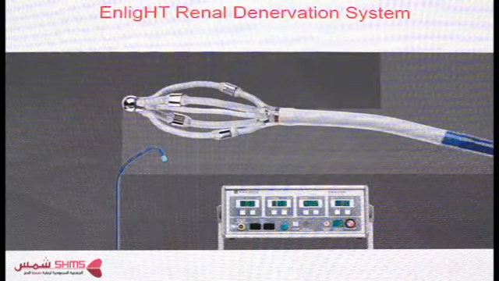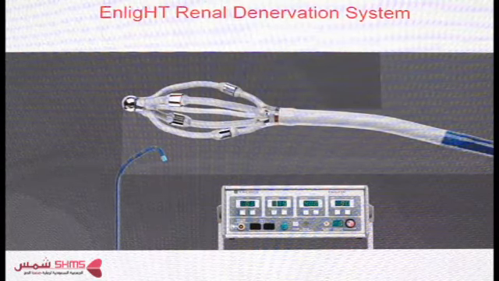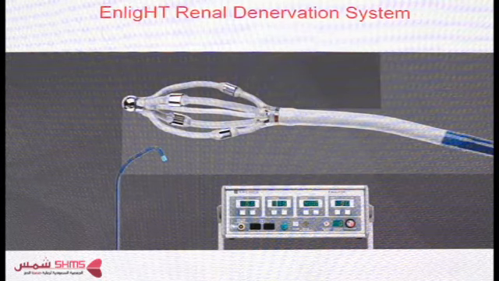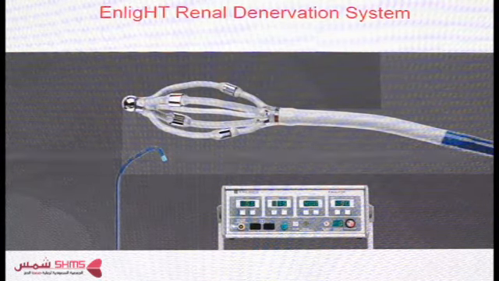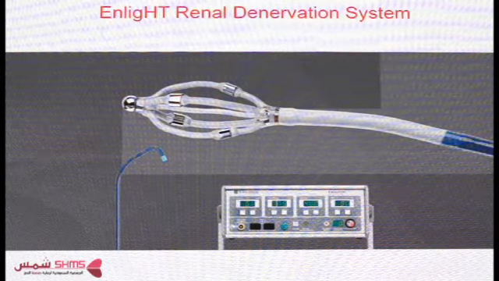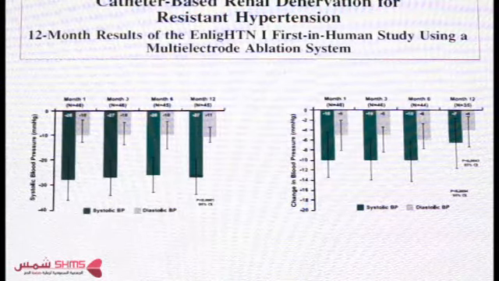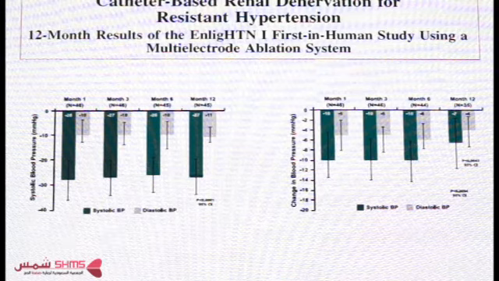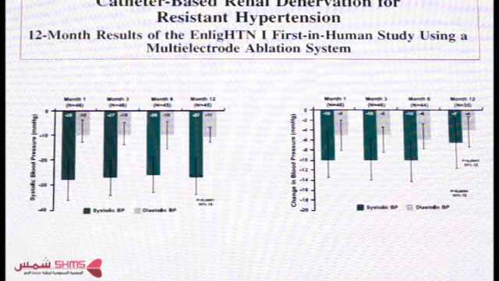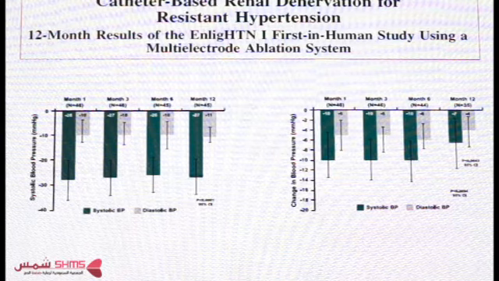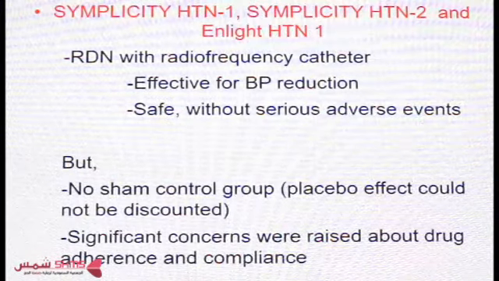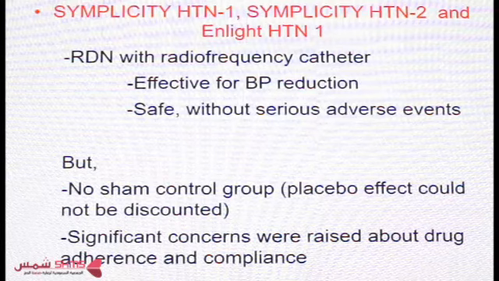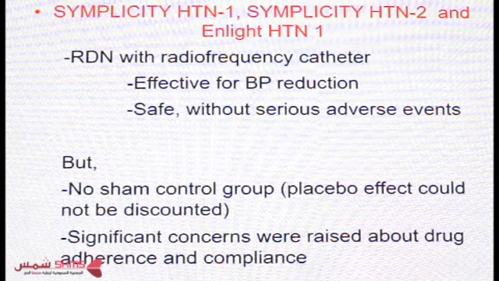This is another radiofrequency catheter, produced by St. Jude. This is the EnligHTN catheter. It has a basket-like tip with 4 electrodes on it, which allows circular and circumferential ablation of the renal artery. This catheter was tested in the EnligHTN-1 study. As you can see here, both systolic and diastolic blood pressure decreased significantly at the end of the first month and persisted up to 1 year, in both office blood pressure measurement and ambulatory blood pressure measurement. Overall, these three trials suggest that renal denervation with radiofrequency catheters was effective in reducing blood pressure, with sustained reduction, and relatively safe without serious adverse events.